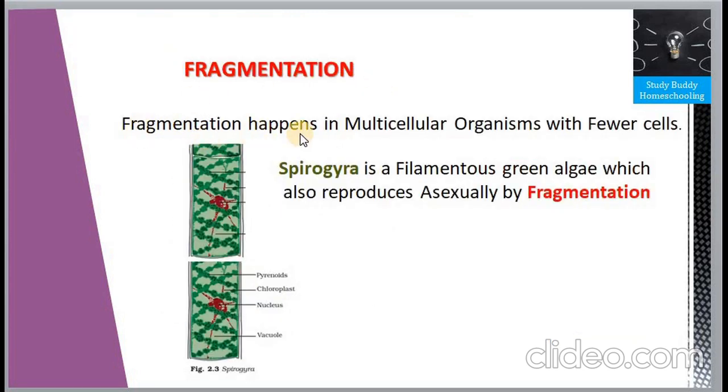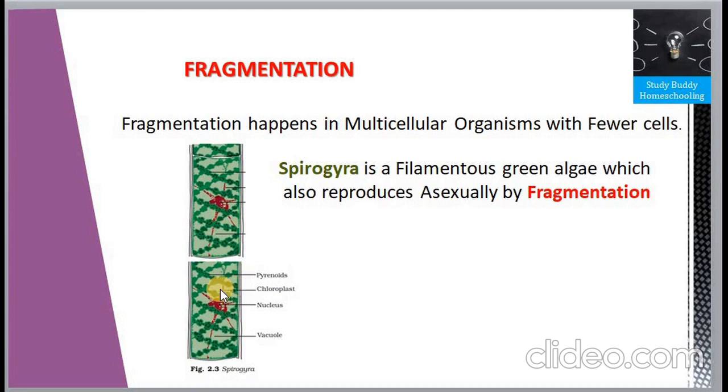Fragmentation. Fragmentation happens in multicellular organisms with fewer cells. In the case of fission, we saw that it happens in unicellular organisms. But fragmentation happens in multicellular organisms with fewer cells, where there is no differentiation of cells and tissues and organs. So in such organisms, you can see fragmentation happening. Spirogyra, which is a green algae, is the best example of fragmentation.